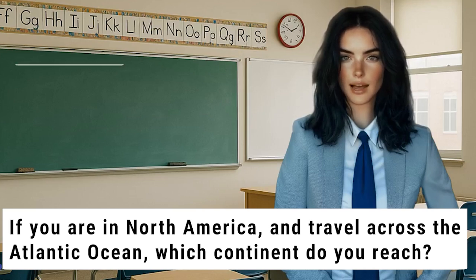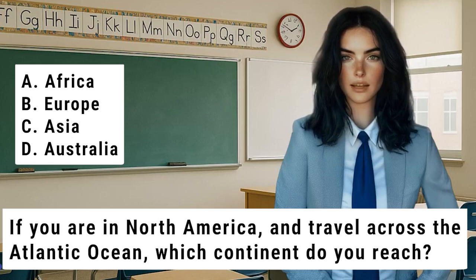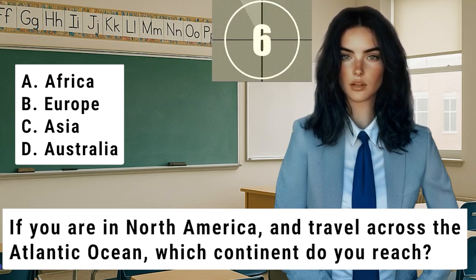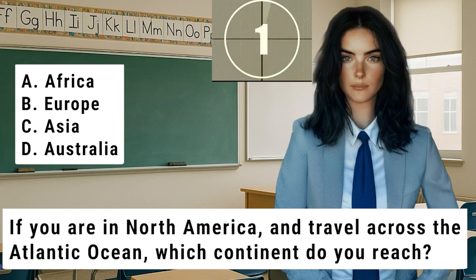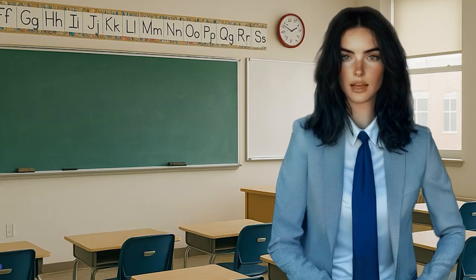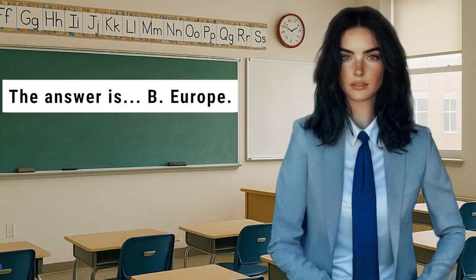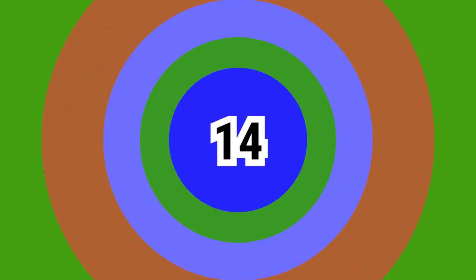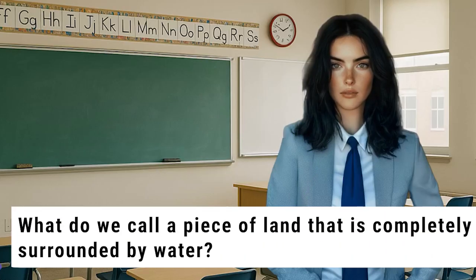Question 13. If you are in North America and travel across the Atlantic Ocean, which continent do you reach? A. Africa, B. Europe, C. Asia, or D. Australia. You have 6 seconds. Now, the question is, which continent do you encounter first? Obviously, you may be able to reach more than one. Time's up. The answer is B. Europe.